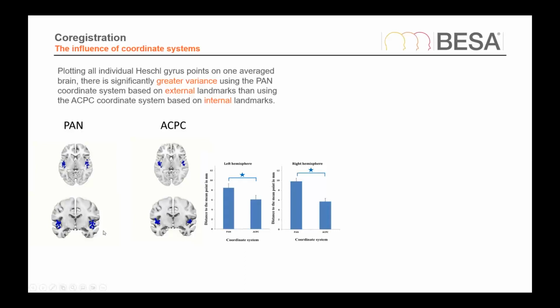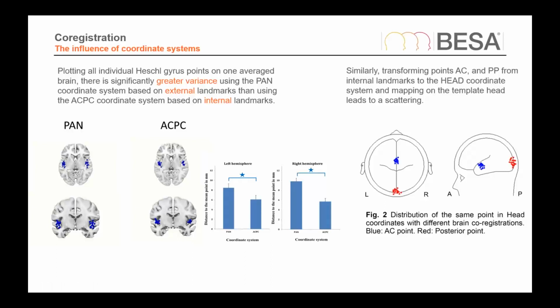And we can see that the variability of these individuals, if we use the interior landmarks, is much less, in fact, significantly much less than compared to the exterior landmarks. So on the left side, we have the PAN, so we can see the scatter of the points. On the right side, we have the ACPC situation.